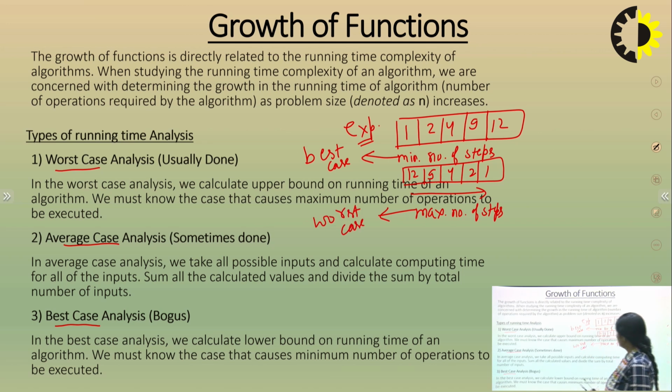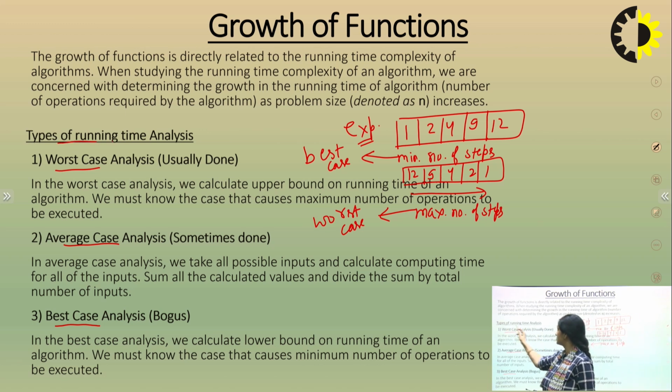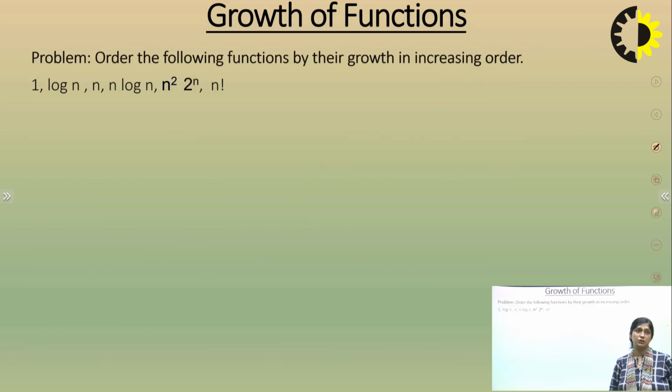But if some elements are in increasing order and some are in decreasing order, in that case this is the average case, because an average number of steps is required to run that program. So this is all about the types of running time analysis. Order the following functions by their growth in increasing order.